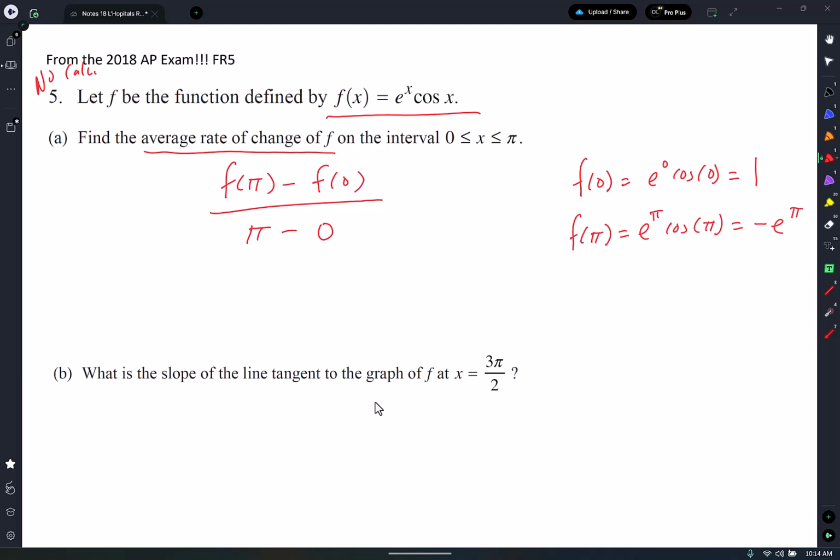You don't have a calculator, guys, so do not put any decimals. It'll get flagged if you put a decimal. So here we go. I'm just doing f of pi minus f of 0. Negative e to the pi minus 1 divided by pi. Leave it alone. If you feel like factoring out a negative, I guess you can, but I wouldn't. I would just leave it like that.